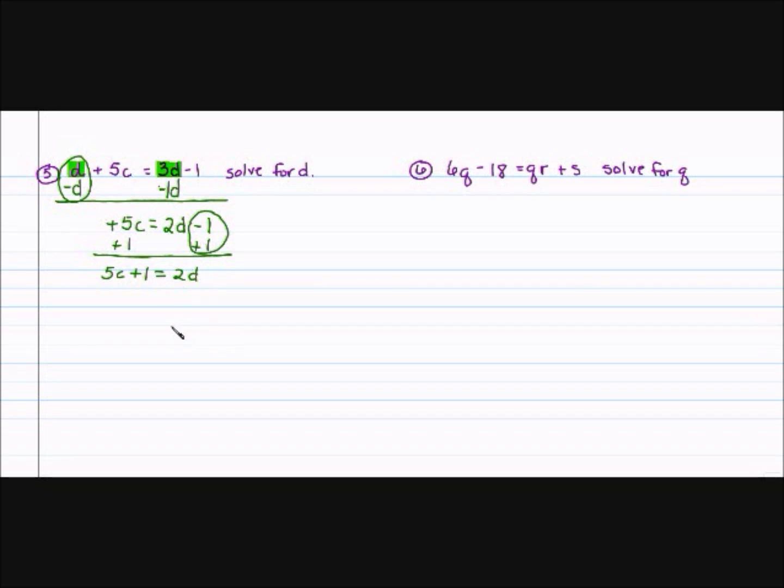Now, I still have the 2 connected to the d. It's connected through multiplication glue. Okay? It's a clear glue so you can't see it. The opposite of multiplication is division. So I'm going to divide both sides by 2, and I'm left with 5c plus 1 divided by 2 equals d.